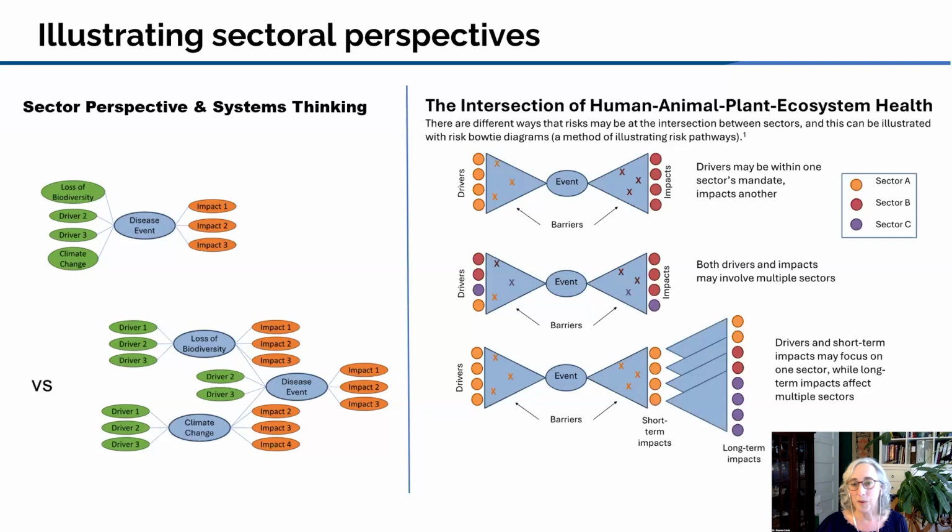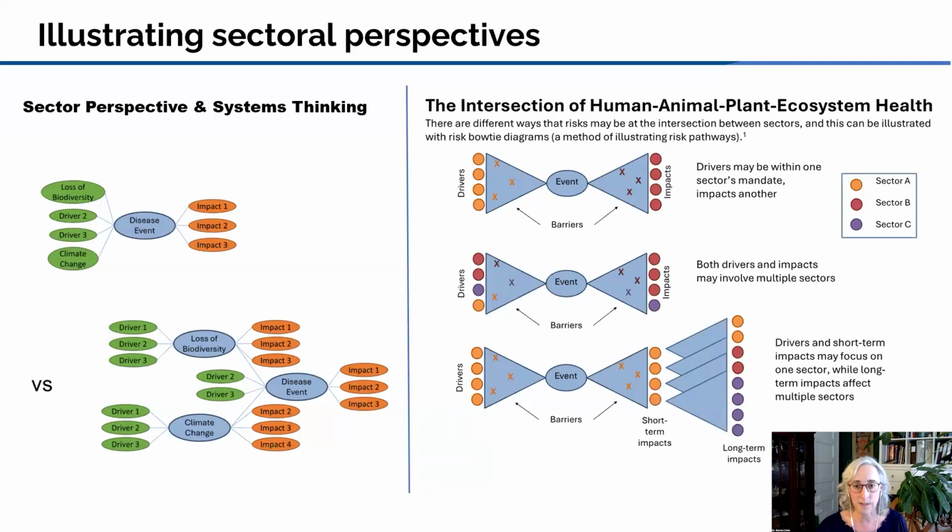And so on the right hand side there, you can see that bow ties can also be used to help describe what we mean when we talk about the intersection of human, animal, plant, ecosystem health. So we're often saying that in the One Health world. And what do we really mean? The bow tie in the middle on the right there, it describes a situation that I think would be more typical of One Health, that everybody would recognize as a One Health issue, because the drivers on the left-hand side, they're different colors there, representing that they fall within the mandates of different sectors, and the impacts may also fall within the mandate of different sectors. And so everybody sort of recognizes this as a One Health issue.